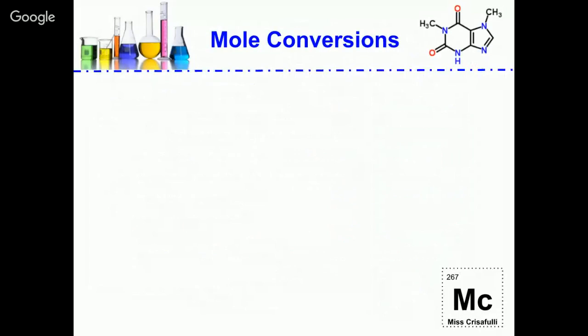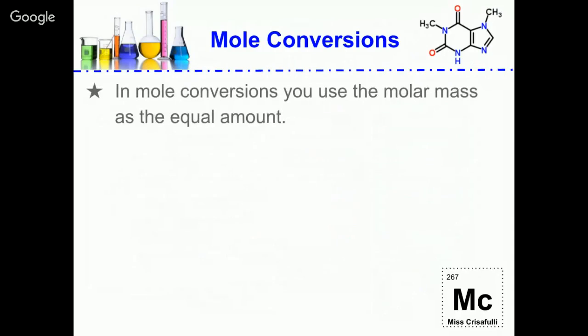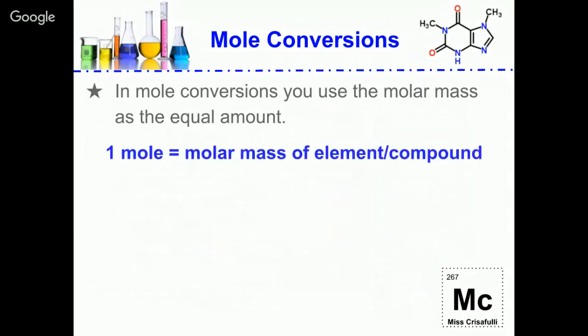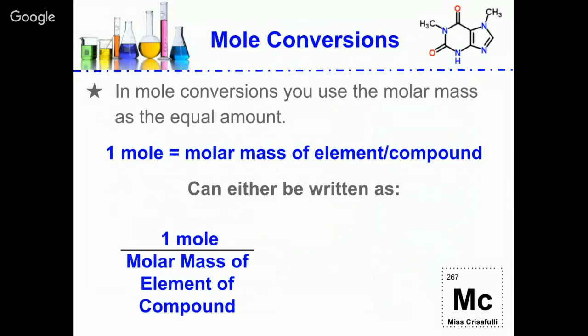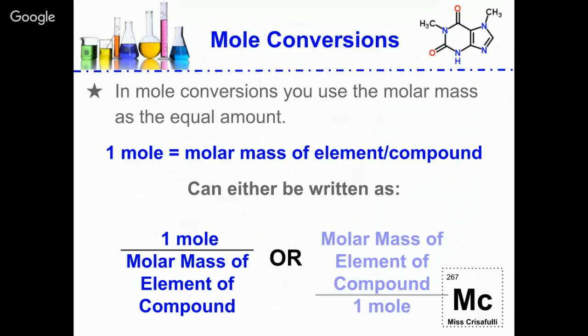So now let's talk about mole conversions. Mole conversions are going to be very helpful to us. Moles allow for us to convert between multiple things. In most cases, if you are not given moles and you need to get to moles, or you're given moles and asked to get to mass, you're going to need the molar mass, and that's going to be what your equal amount is, or your equivalent amount. So we know that 1 mole is equal to a molar mass of either an element or a compound. So that can be written as either 1 mole over the molar mass of an element or a compound, or the molar mass of an element or a compound over 1 mole.